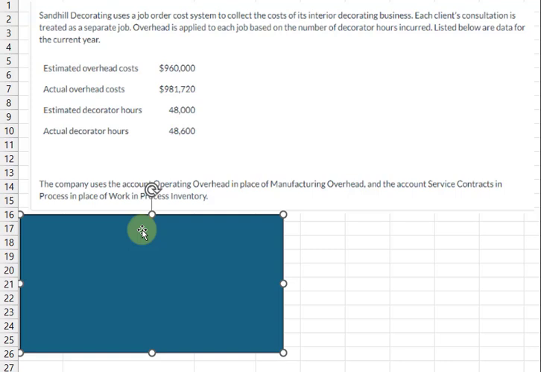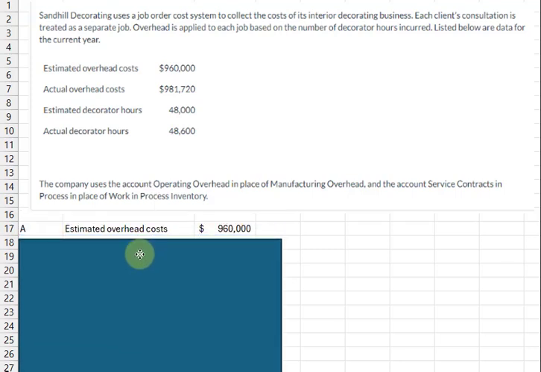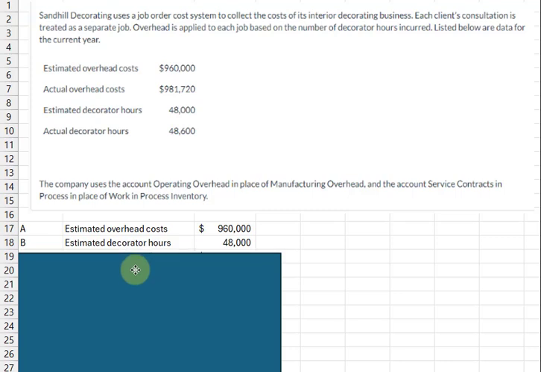All right, so let's go through the solution. First, we're just going to write down the information in Excel so that Excel can do the math for us. The estimated overhead costs were $960,000. The estimated decorator hours were 48,000. So if we take A, the estimated overhead cost, divided by B, the estimated decorator hours, we come up with C, the overhead applied rate.